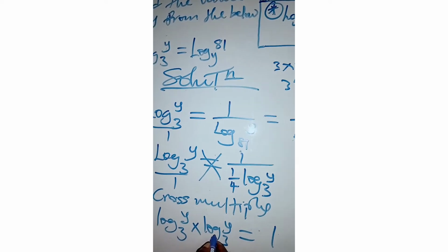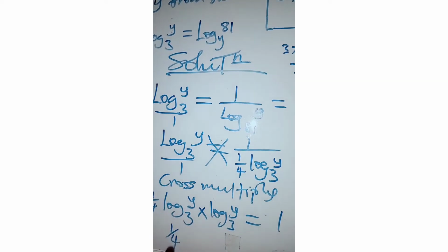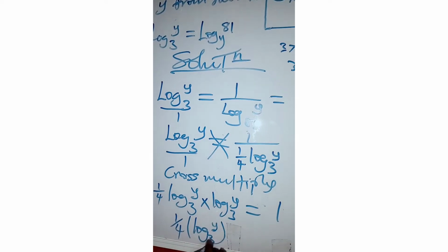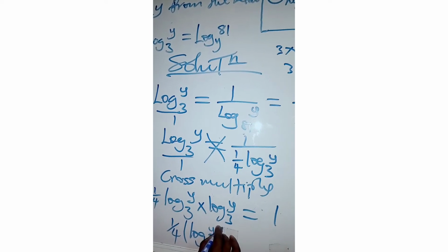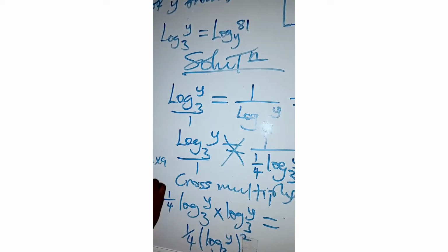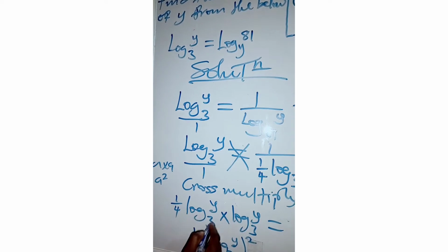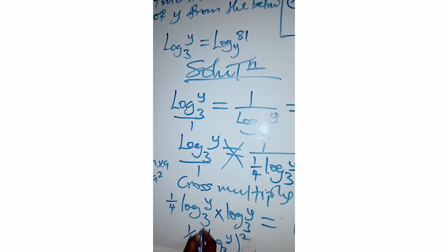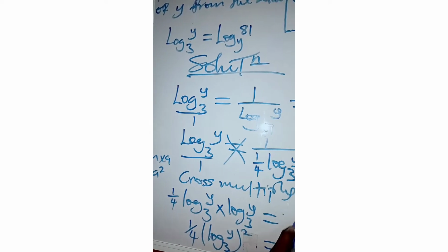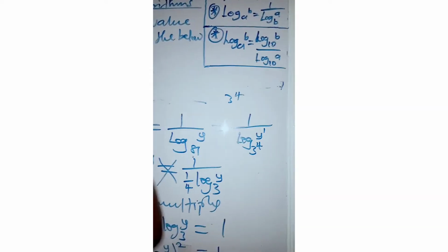1 times 1. Now this is the same thing as when this and this multiply each other. You are going to have 1 over 4, then into bracket log y base 3 close bracket raised to the power of 2. This is the same thing as saying a times a, and that's going to give us a squared. That is, log y base 3 times log y base 3 is going to give us (log y base 3) raised to power 2, and that's going to equal 1. Now at this point, let's continue with our solution.